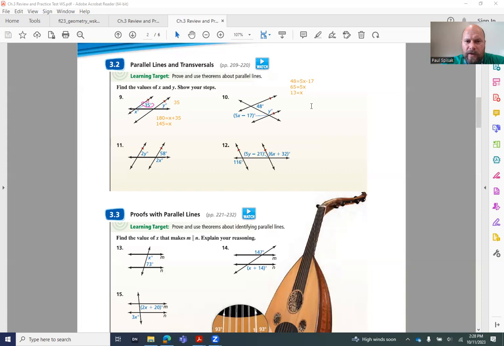Next, we're going to do the same thing for Y. So for Y, we have 48 and Y are not going to be congruent because one's acute, one's obtuse. So they're going to have to equal 180. So they're supplementary. So 180 equals 48 plus Y. And then we're subtracting 48 from both sides. So it's going to give us 132 is equal to Y. So those are our answers.